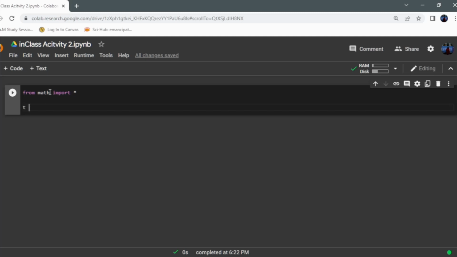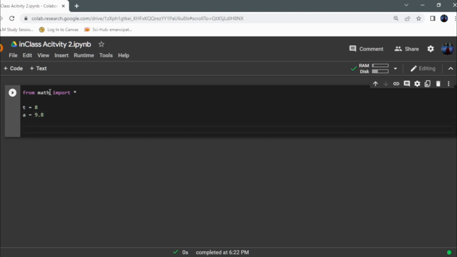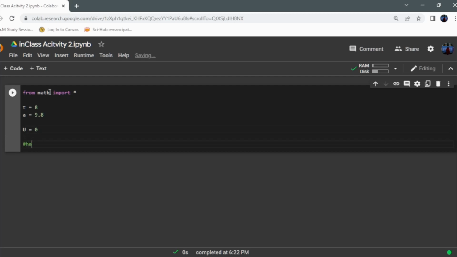Our time is 8 seconds. That's the given. But the hidden number here is the acceleration or gravity, which is 9.8, positive because it's going down. And our initial velocity, denoted by u, will be 0 because it started from rest. And then we now have to calculate our height, which is needed for the velocity.